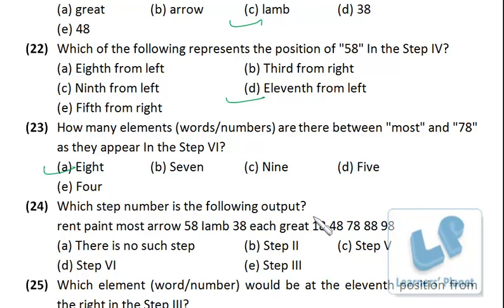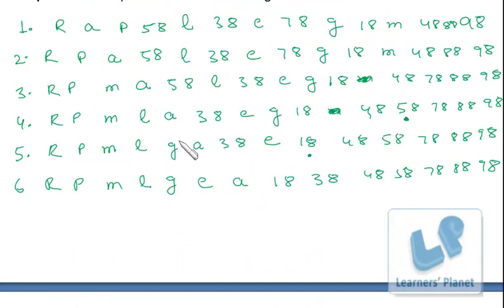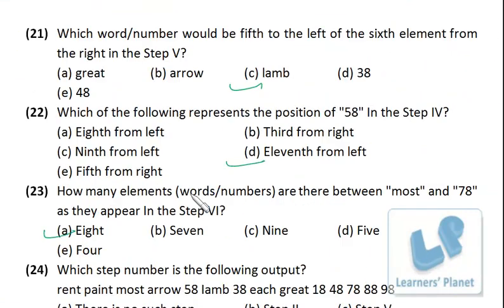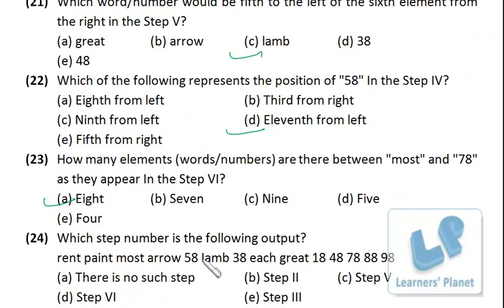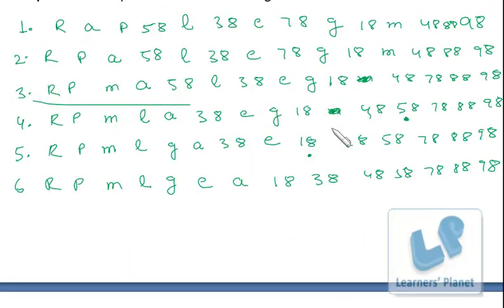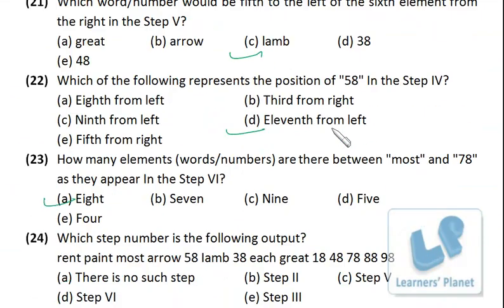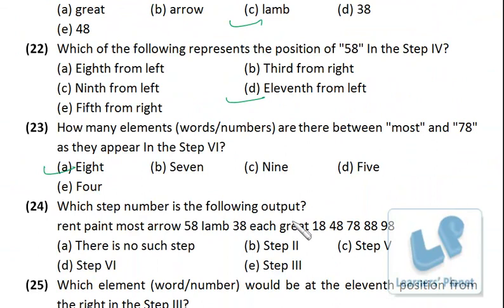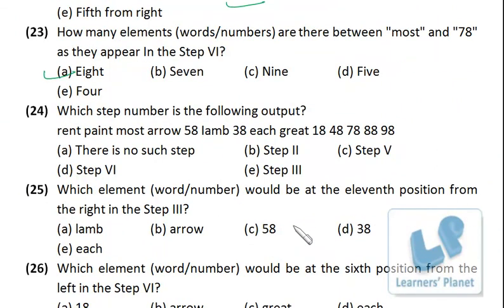Okay, which step is the following output? RPMA 58. Okay, let's see step 3. Then RPMA 58, L 38, EG, 18, 48. Okay, 18. Yeah, so this is step 3. Okay, so that's pretty simple.